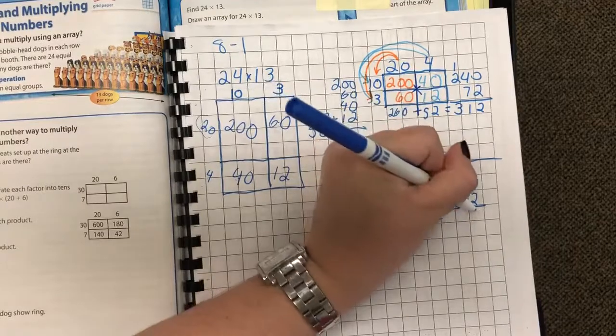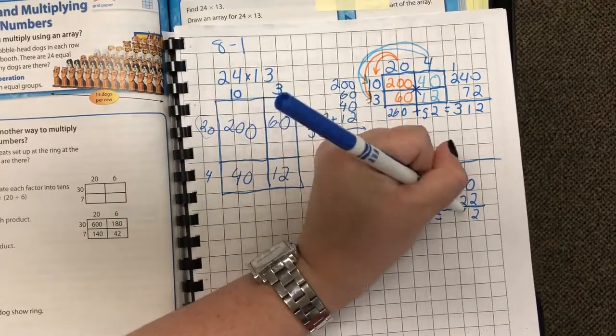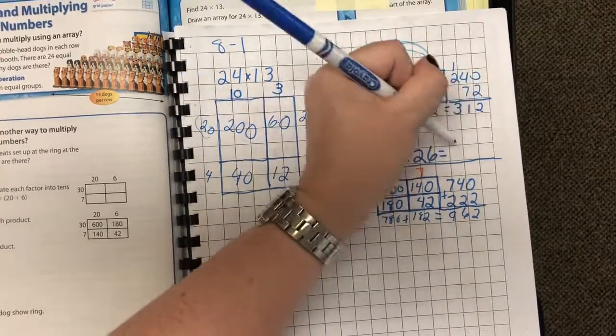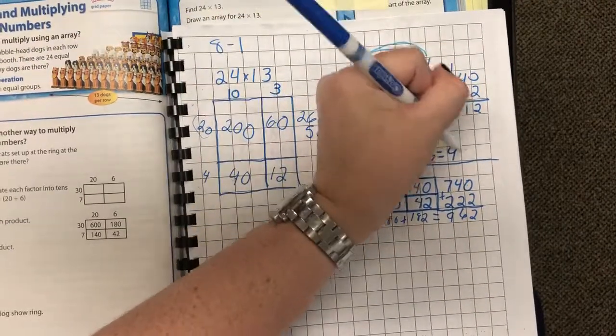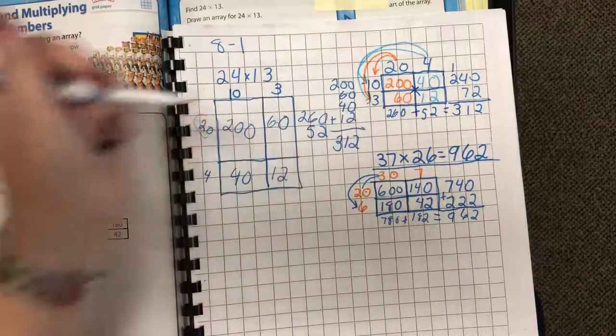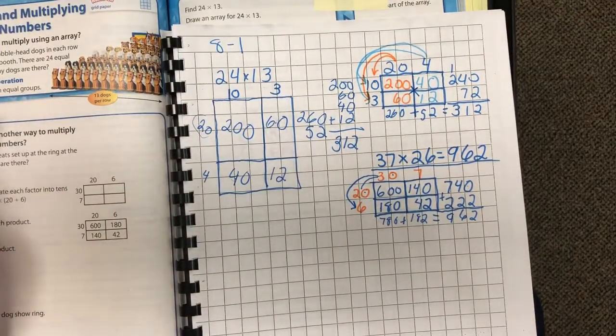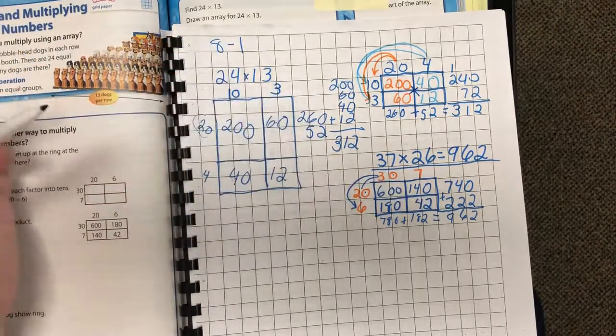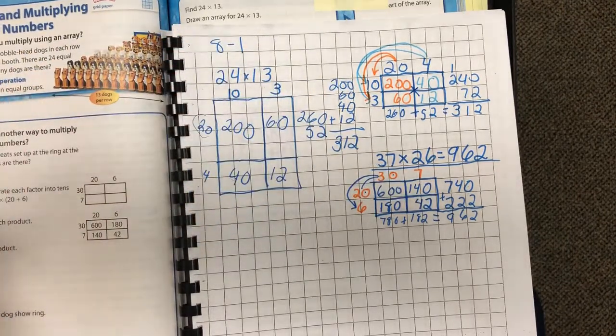0 plus 2 is 2. 4 plus 2 is 6. 7 plus 2 is 9. So 37 times 26 is 962. Not so bad, right? It's really not that bad. Once you see how it's done, it actually becomes quite simple.